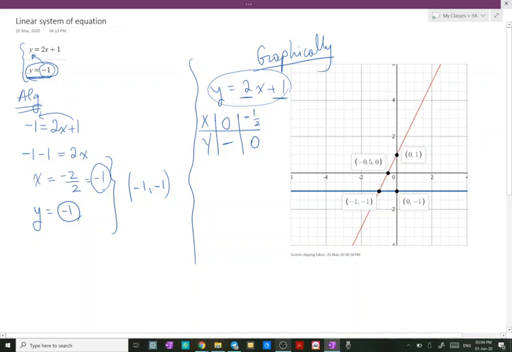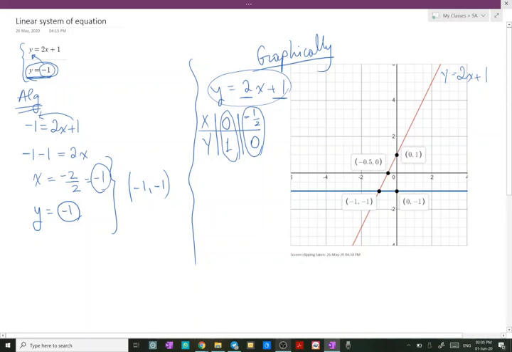So you draw the first point. This is the first intercept: when x is 0, y is 1, which is this one. And this is the second intercept, which is the x-intercept: when y is 0, x is minus half. When you connect them together, you get the line y equals 2x plus 1.